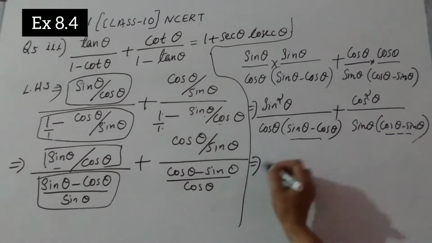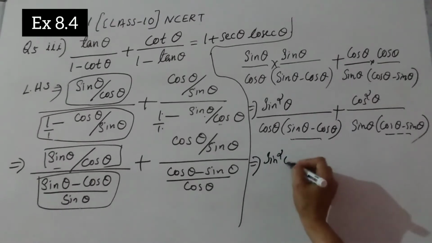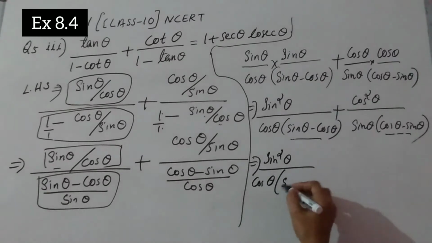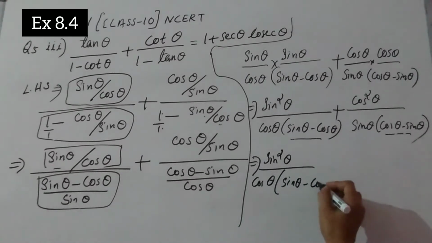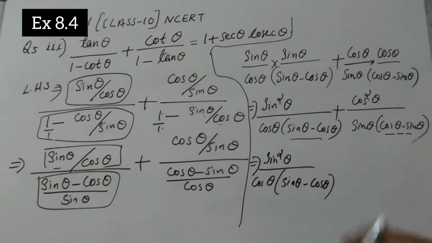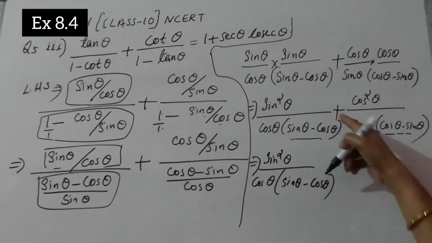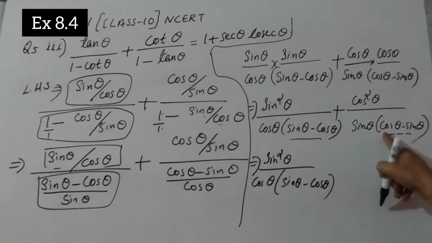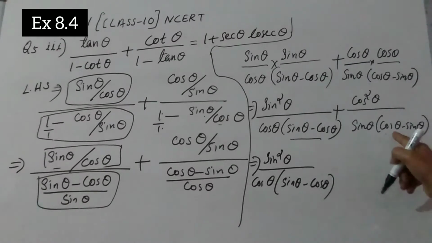So the next step will be sin square theta divided by cos theta into sin theta minus cos theta, we can write as it is. Then this plus sign I am going to change into minus sign, because from here I am going to take a minus sign outside. From this expression I am going to take one minus sign outside.